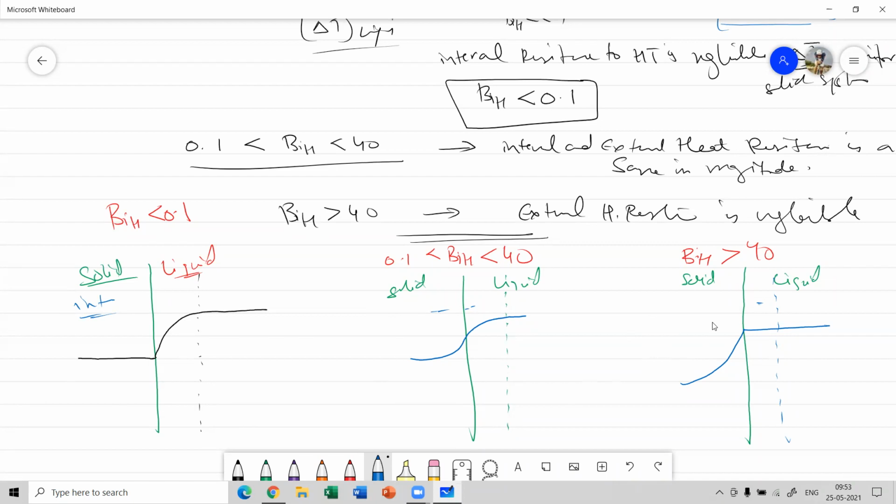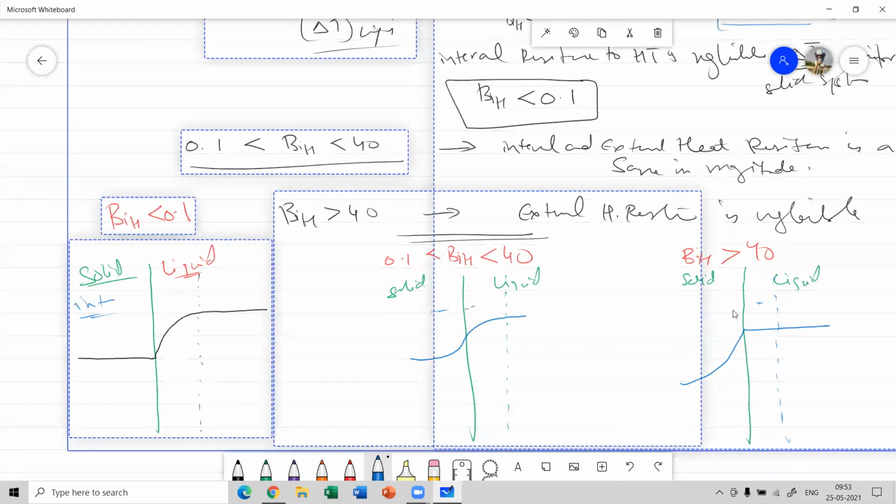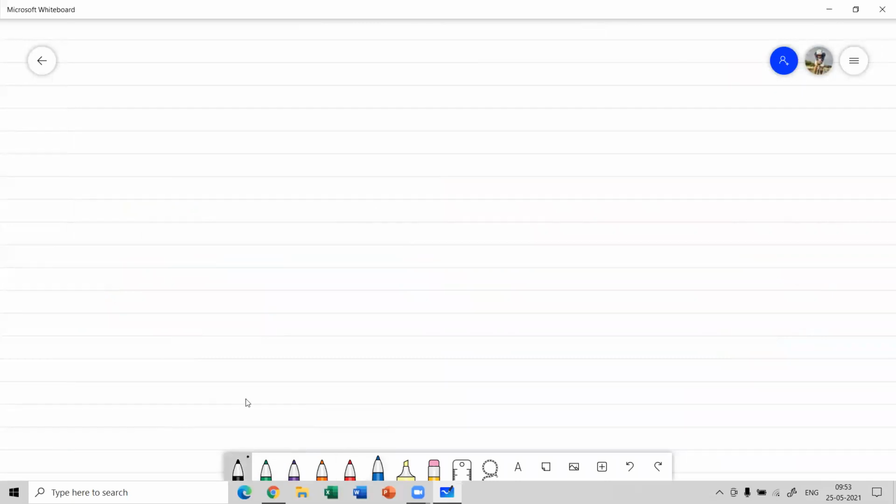Now let's take a simple example of heating of a rectangular slab, and over there we'll assume one of the three cases. We'll study the analysis of one of the three cases. So we'll take an example of heating of a rectangular slab.